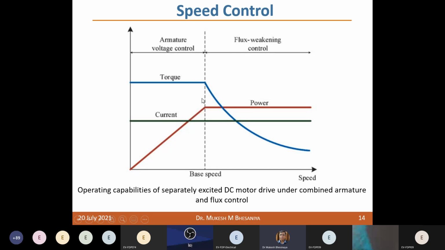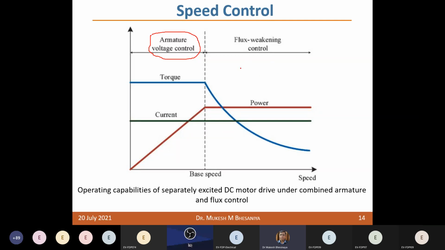In terms of the capability, if you see the operating capability of this DC motor, then you have this characteristic. Up to this point, you keep your torque constant by changing the armature voltage. You can vary the speed, the current will also vary, and at this point your armature voltage is constant. So here the flux is constant in this region, and here the voltage is constant.